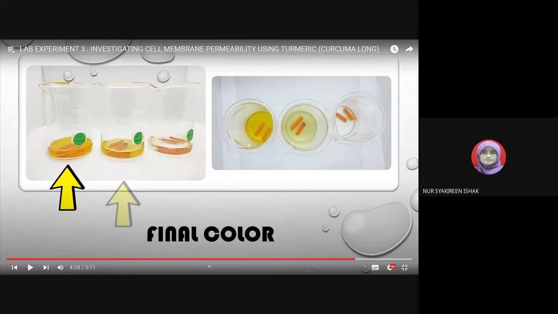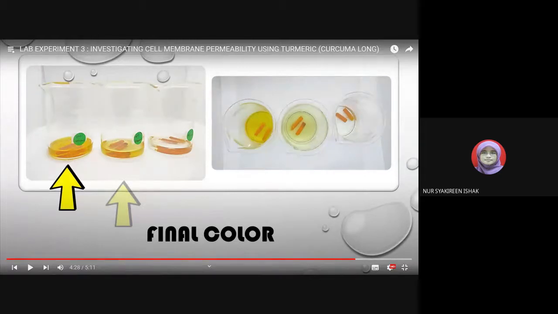Okay, so phospholipid is grouped under lipid. So what is the solvent that can dissolve lipid? Organic solvent. So ethanol falls under organic solvent, is it not? Yes. Okay, so that's why when you immerse this turmeric into these three different solutions, distilled water, diluted ethanol, and concentrated ethanol, you will find that the solution will turn into different intensity of yellow color. As you can observe, the 100% ethanol will turn to bright yellow color.